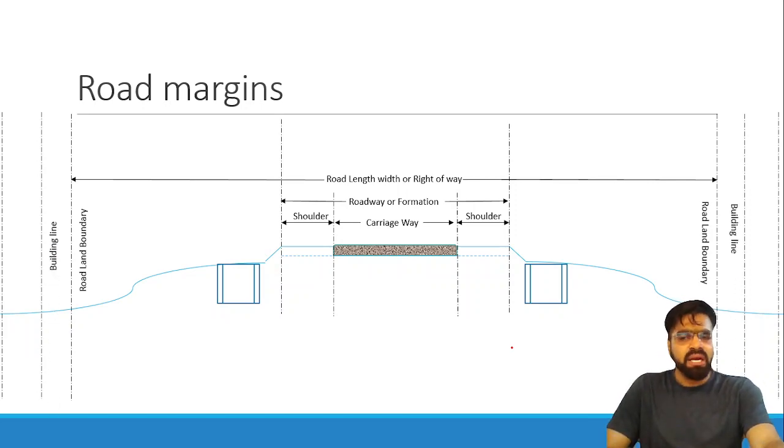Another boundary or line which defines or restricts any type of building activity is known as the building line. If we say the road acquisition is till the road land boundary, but till the building line, there will not be any building construction or building activity.